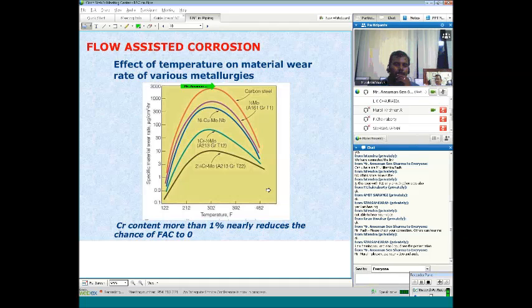Because temperature is not something which we control. Temperature is the system requirement, right? Whatever the temperature is at a particular location, that we cannot change. Yes, we can think of changing the metallurgy perhaps.